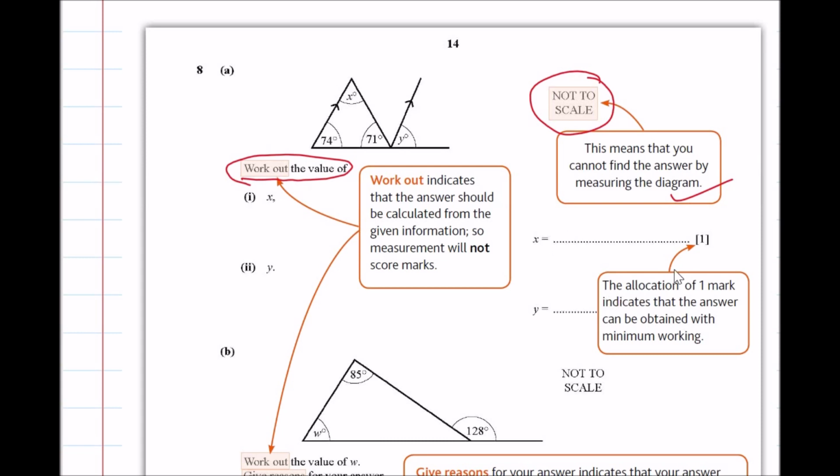Okay. Now, allocation of marks: 1 mark indicates that the answer can be obtained with minimum working. If it is a 1 mark question, minimum working is required. Okay.